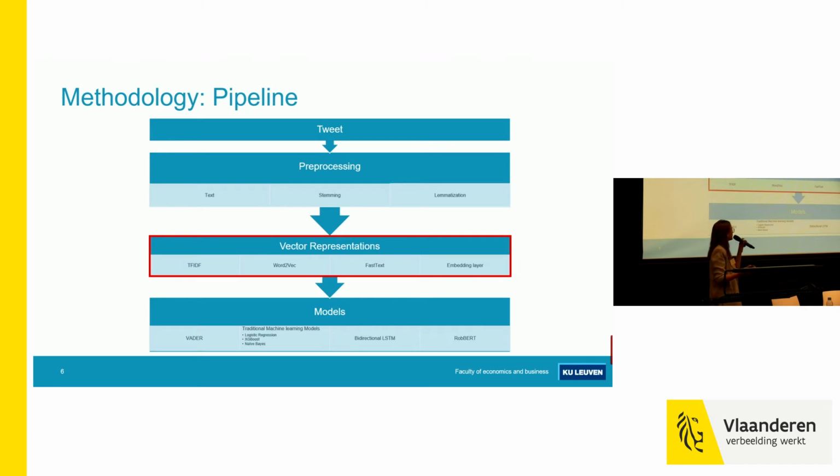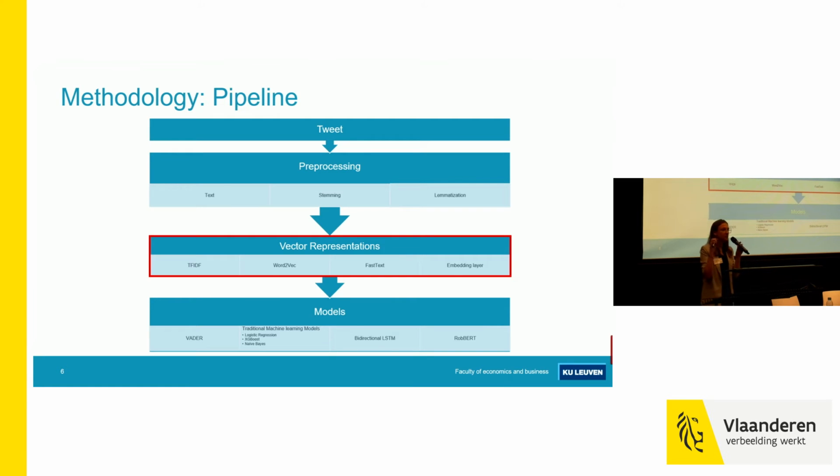After pre-processing, you have to have some vector representations, because your models can't handle real words. So you need to transform them into numbers. And for neural networks and attention-based models, you use an embedding layer. But for the traditional machine learning models, you use other techniques. For example, TF-IDF, which stands for Term Frequency Inverse Document Frequency.